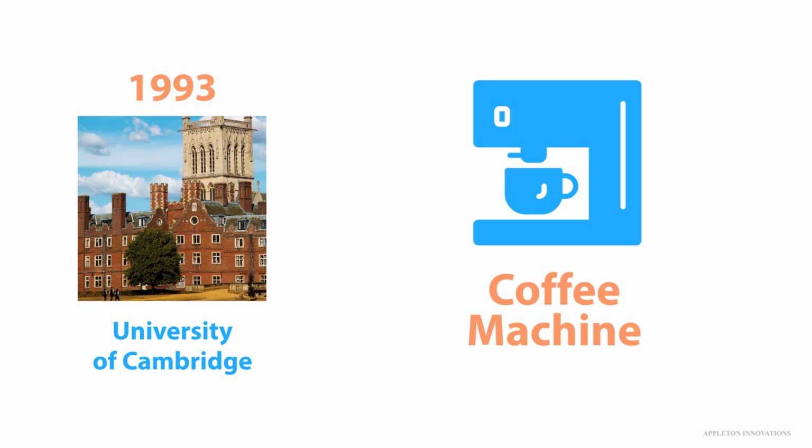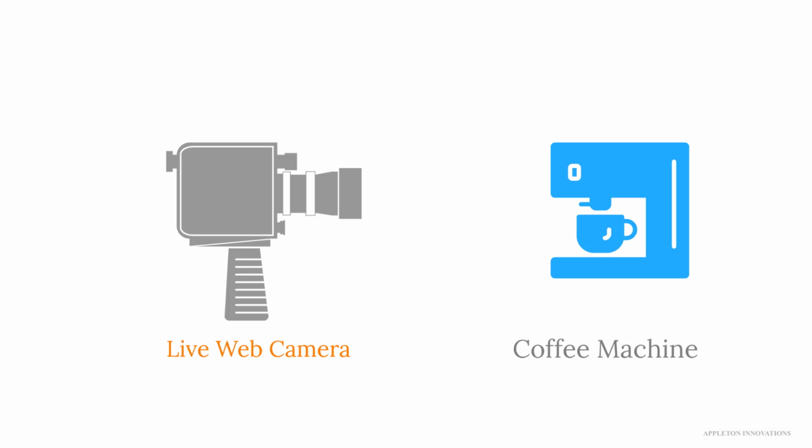In 1993, a household utensil, the coffee pot, was connected to the internet. Students at the University of Cambridge, frustrated with the repeated trips to the coffee machine to find that it was empty, set up a live webcam. Anyone, anywhere in the building or even in the world could access an image feed that was updated 3 times a minute regarding the status of the coffee pot.